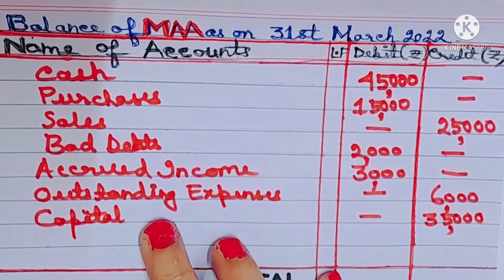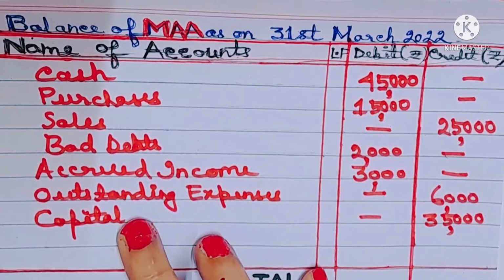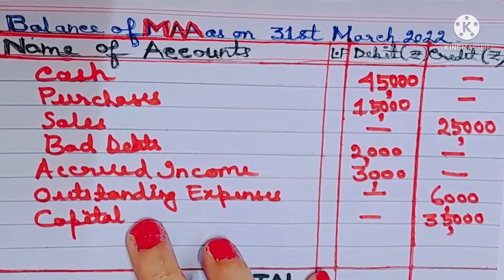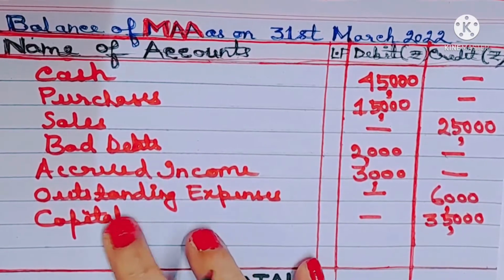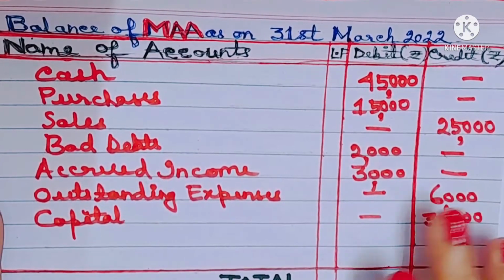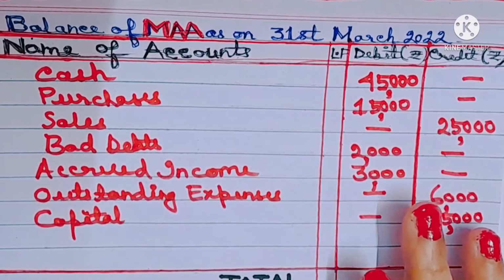Why capital is credit? Because capital falls under personal account. According to personal account, the giver of the benefit is credit. Here the proprietor is the giver of capital. So capital account will be credited. Understood? Let's see the last account.